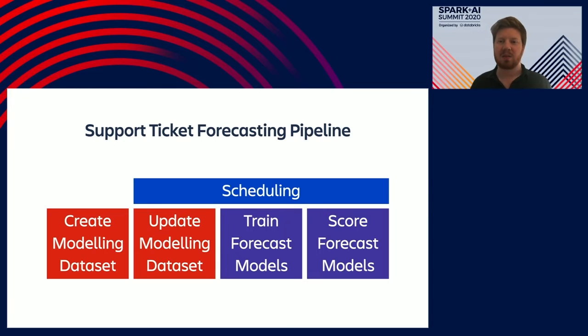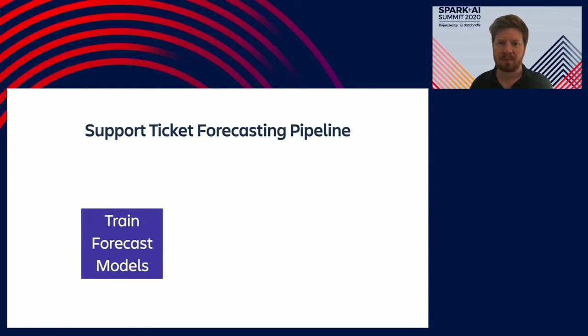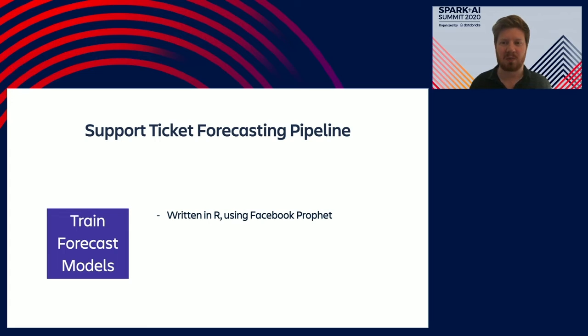Now we're going to take a look at the model training step. I don't have time to go into the code where I'm training the model, but it's pretty straightforward. Like most of machine learning these days, it's really just a function call. And we covered the basics at the start of this presentation. So I'm using Facebook's Prophet forecasting package via R and using sparklyr as well. You could just as easily do this in Python.